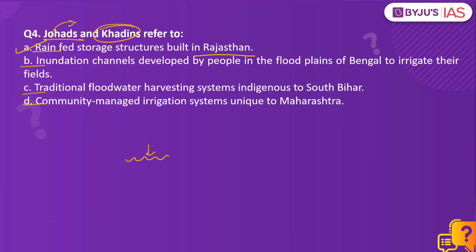The traditional floodwater harvesting system in southern Bihar is Ahar Pyne. And the Phad system is a community managed irrigation system that is unique to Maharashtra and is operated on 3 rivers in the Tapi basin.